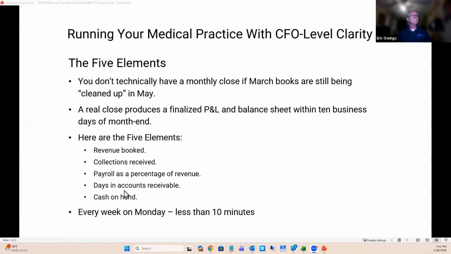So, days in AR, super important. We're hopeful that you're somewhere around 53. If you're less, you're golden. If you're over 60, you're starting to get into the danger zone of collectability. And of course, cash on hand. Take a look at these every week on Monday. Should take you less than 10 minutes, right? So moving on.